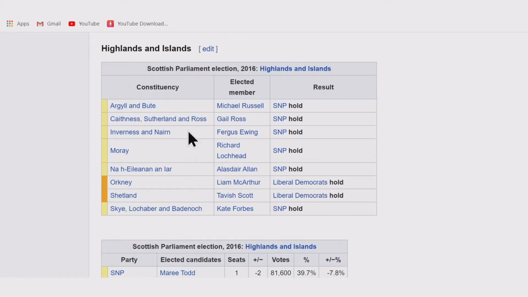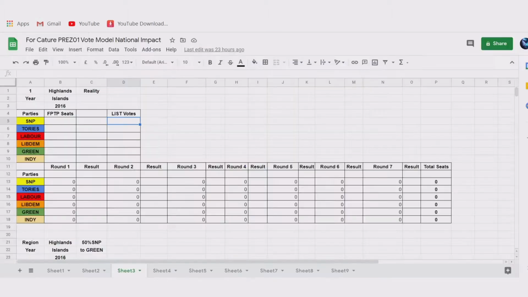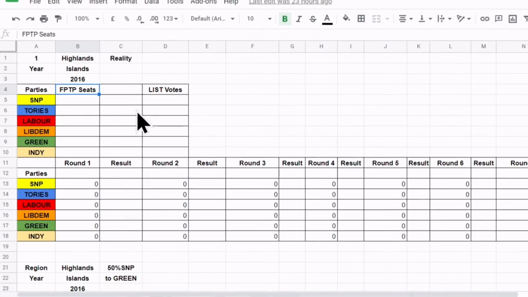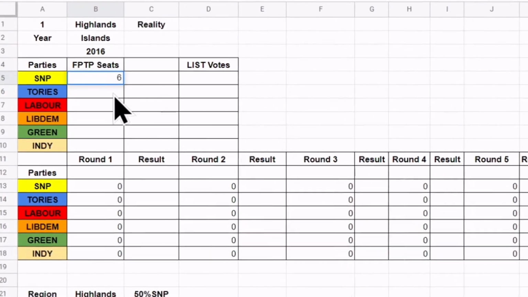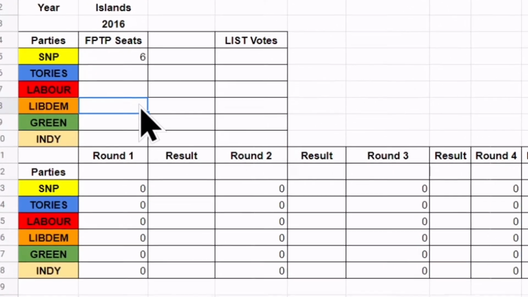Scottish Parliament election 2016 Highlands and Islands results. So what we have here is 1, 2, 3, 4, 5, 6 SNP MSPs being brought through and 2 Liberal Democrats. This will be the first time that I will have inputted Liberal Democrats, in fact any other party from the constituency seat, into our voting model. So this is going to be an interesting night tonight. So that's 6 and 2. So let's just go and throw those in just now. So that is straight away 6 in there, and where's the Lib Dems, and 2 in there.